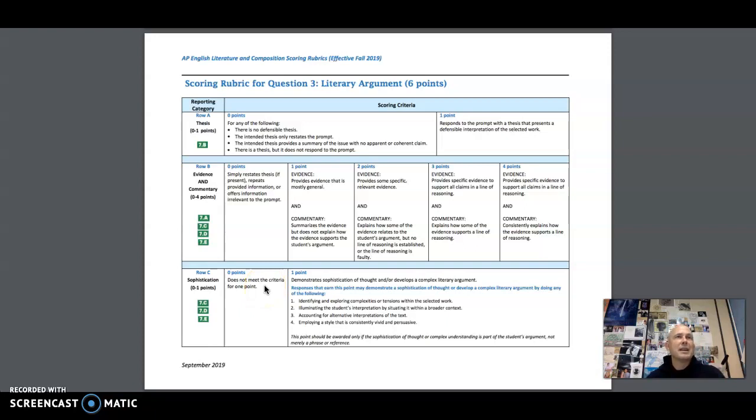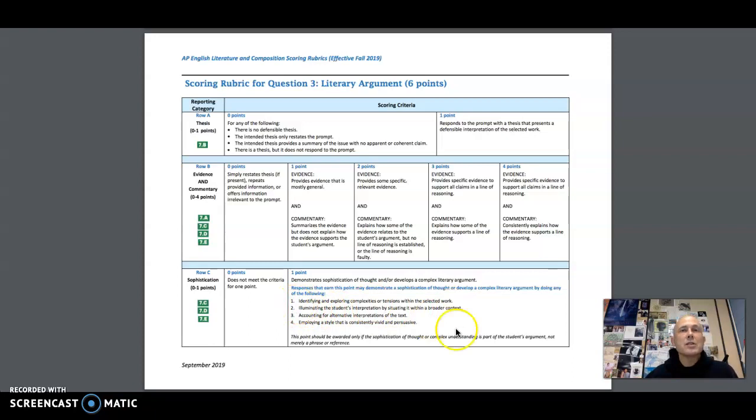And this one is kind of a catch-all. It's kind of like the slush fund for AP rubrics. It's a little bit more nebulous. So notice here, it says demonstrates sophistication of thought and/or develops a complex literary argument. So they're saying, yeah, if you have really sophisticated ideas and a great argument, that will qualify. But what does that really mean?